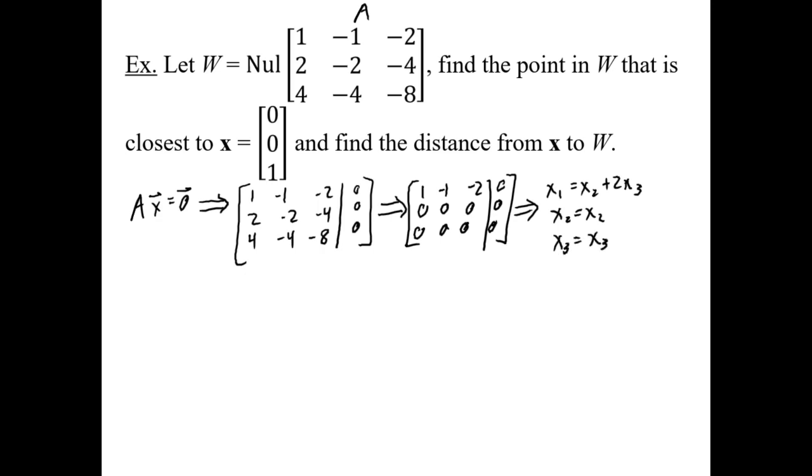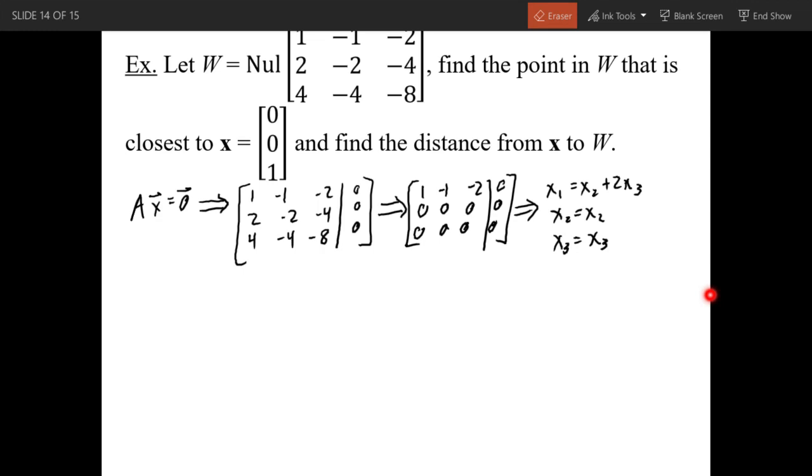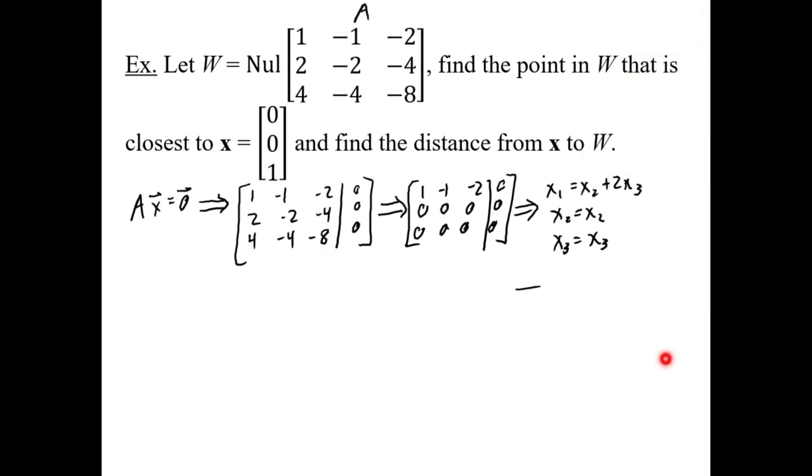Okay. And so my solution here, x equals x2 times the vector 1, 1, 0, plus x3 times the vector 2, 0, 1. Okay, so the basis for my null space is these two vectors, which I'll call x1 and x2. Okay, so we found my null space.